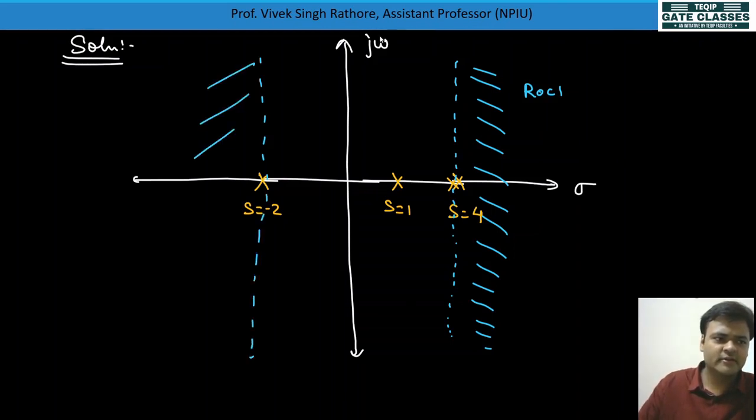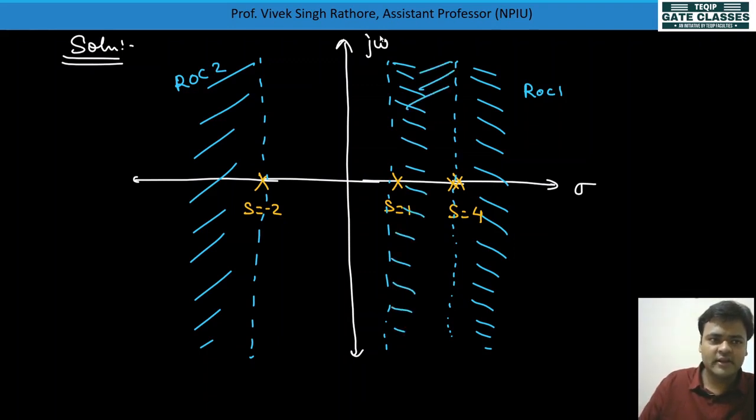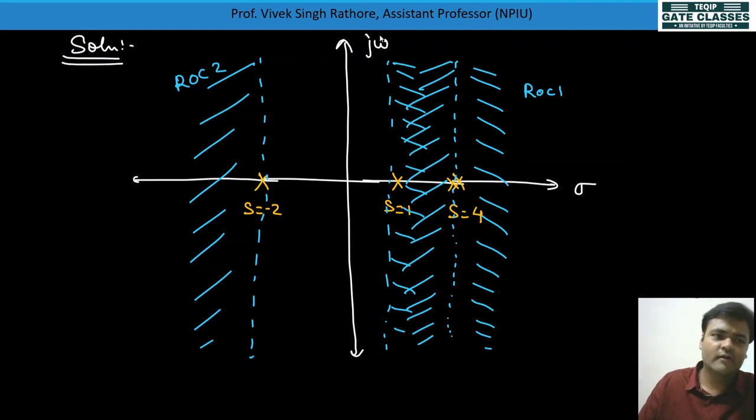So we'll take that this is the possible ROC. So ROC2 will be there. One possibility is that this signal is right sided for s equal to 1, and for s equal to 4 the signal is left sided. So like this can be formed, and this will be left sided only. So this value can be ROC3 also.